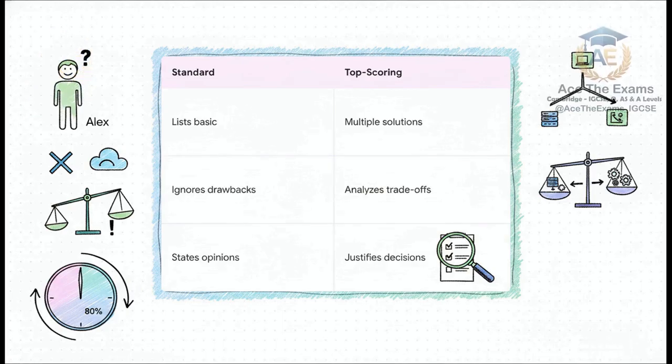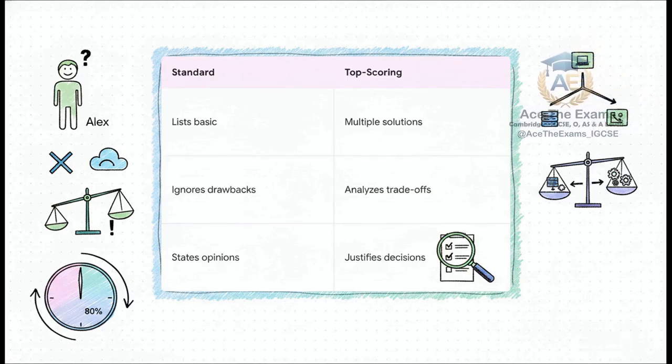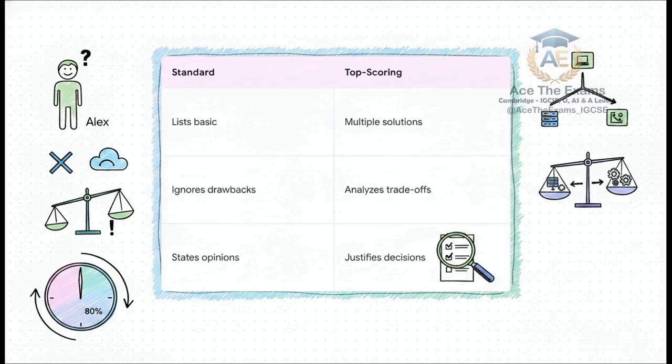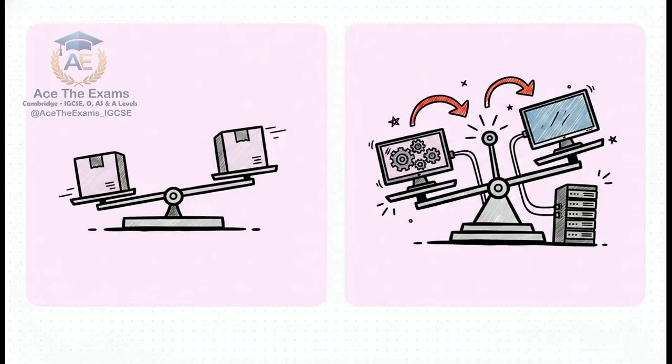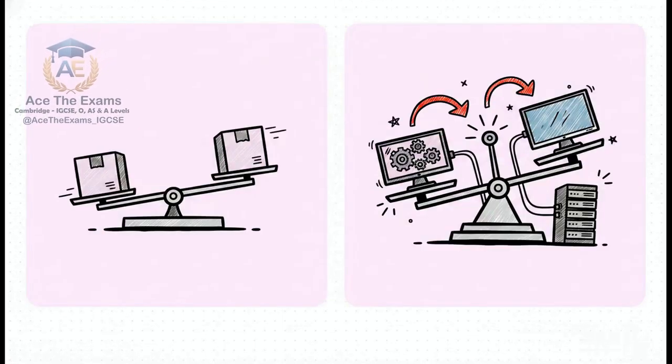Top-scoring candidates operate on an entirely different level. They consider multiple solutions. They thoroughly analyze the trade-offs. Yes, they'll say thick clients are incredibly robust, but the maintenance overhead across a 500-device network is massive. And crucially, they justify every single technical decision with concrete evidence pulled straight from the scenario. This is where you need to apply what we call the time management matrix. You need to spend 20% of your time planning this complex trade-off analysis and 80% executing it flawlessly on the page.